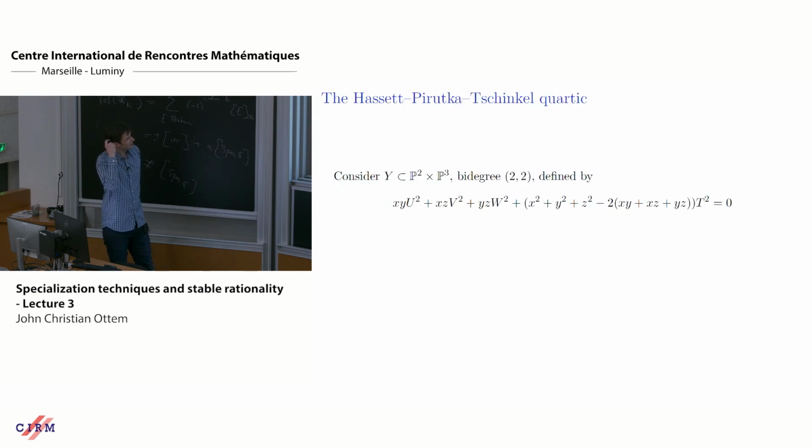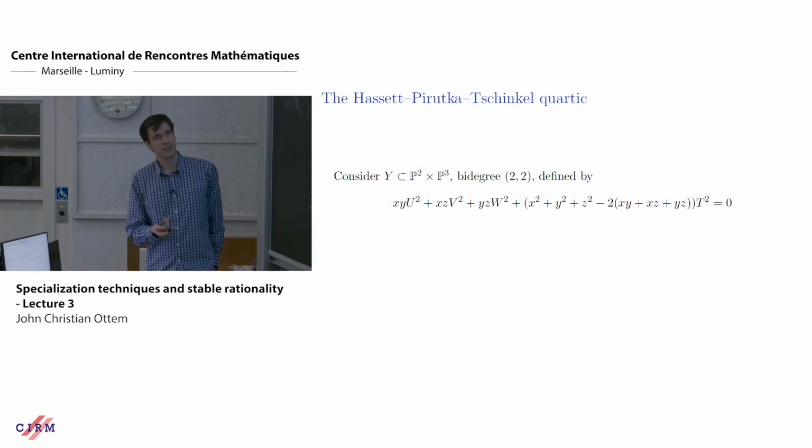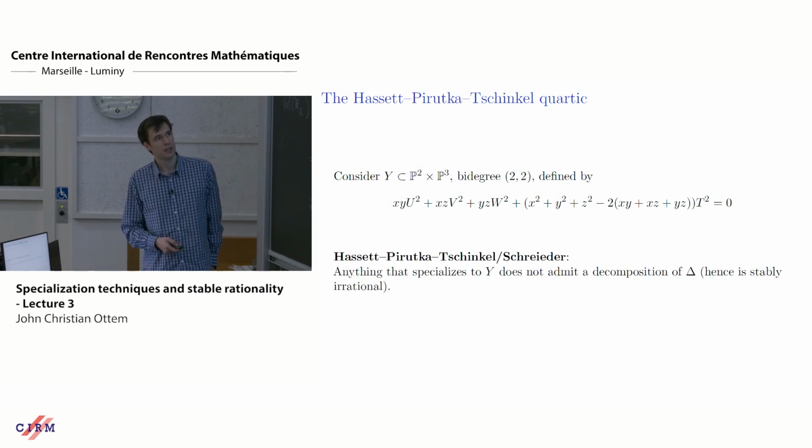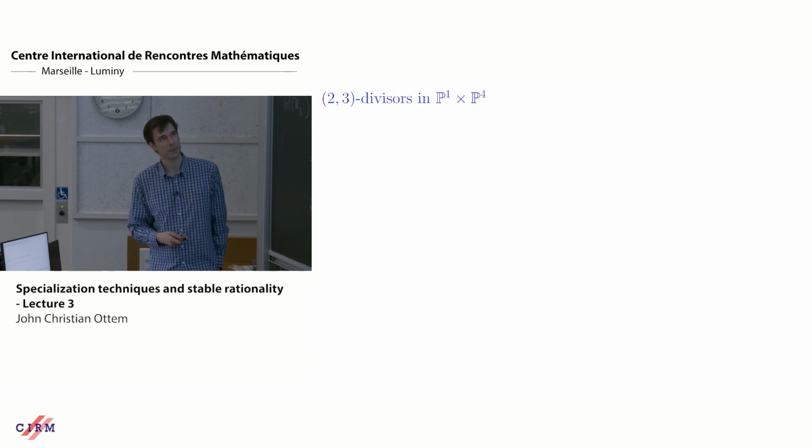Okay, so the point is to use again this Hassett-Pirutka-Tschinkel quartic, which we do know is stably irrational. And the nice thing about this is that it has a very small Newton polytope. There are very few monomials, and it's not like a generic quartic polynomial. So again, we know that this polynomial corresponds to something which is stably irrational, and this is what we are going to use as input in our argument.